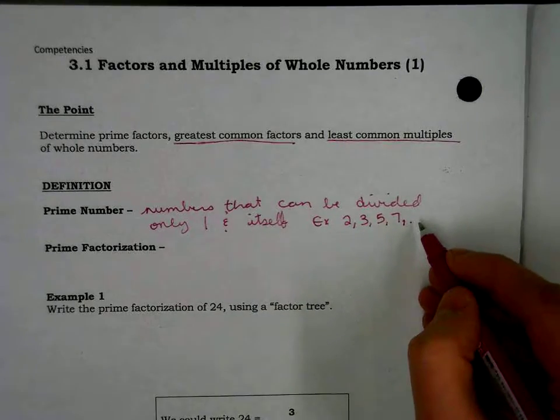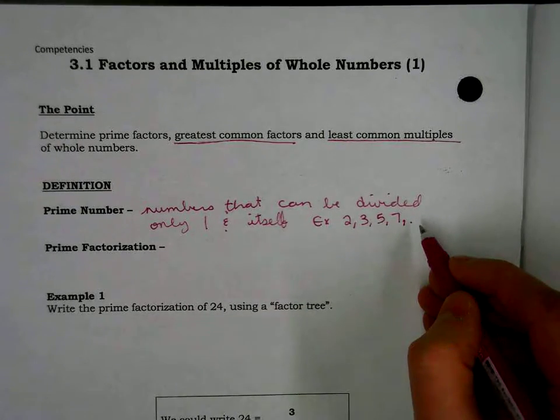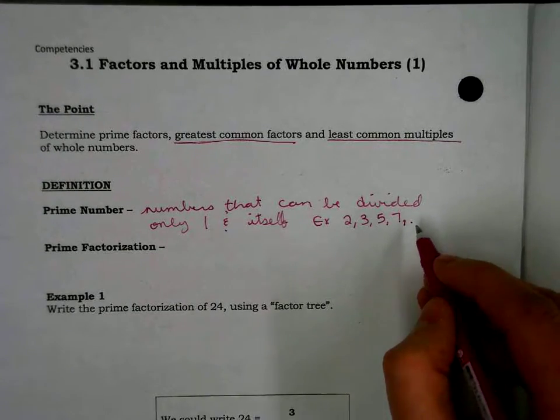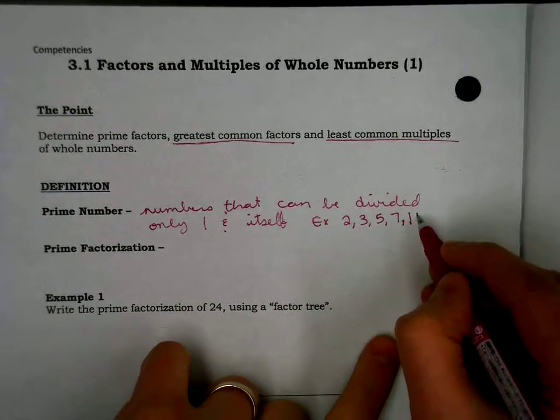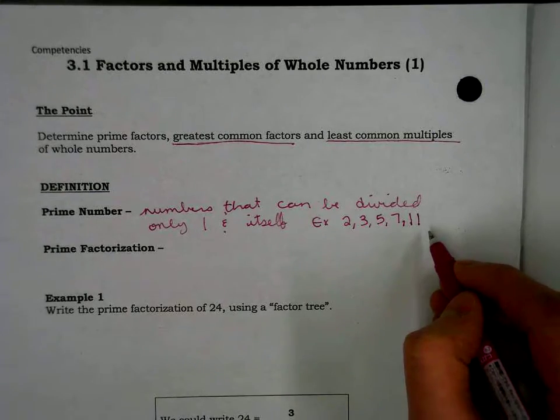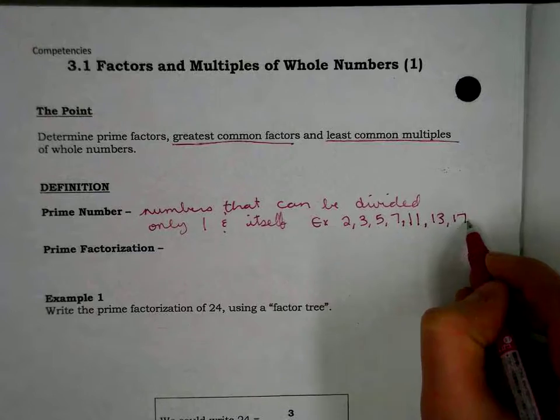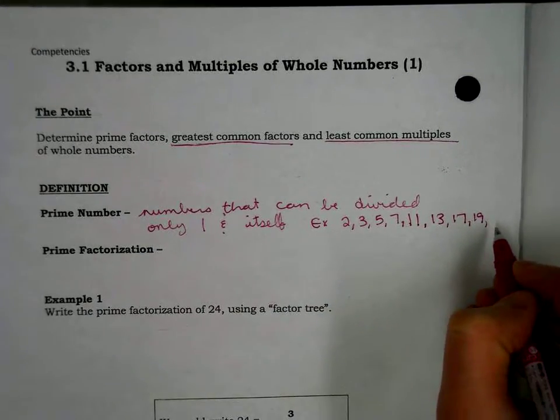Well, how about the number 8? Because 8 can be divided by 1 and itself, but also 2 and 4 both make 8, it doesn't get added to the list. The number 9, well, 1 and 9 create 9, and 3 and 3 make 9, so it doesn't get added to the list. The next number is 11. There's only one way to make 11. 1 times 11. 13, 17, 19, and so on.